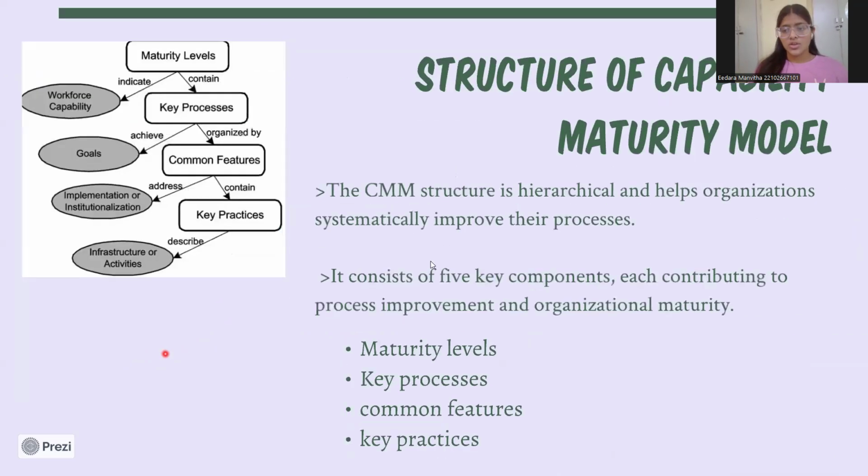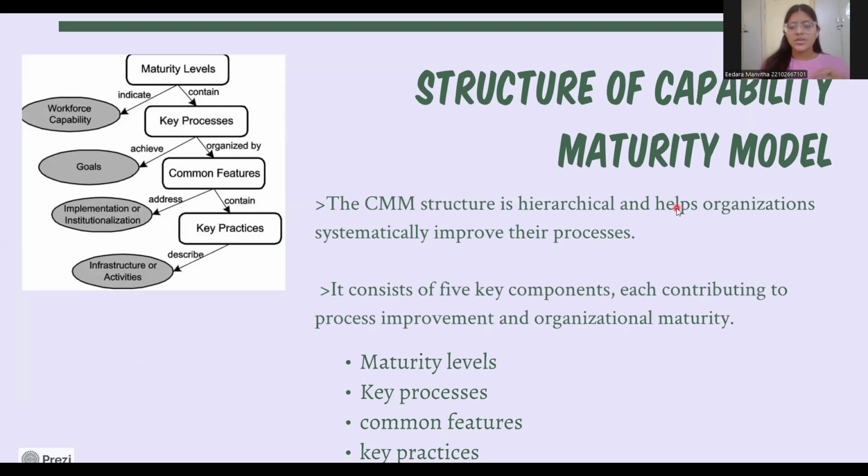Then comes the structure of the capability maturity model. This capability maturity model is designed with a structure which helps hierarchical organizations to systematically improve their processes. In the structure of CMM, we have four components: maturity levels, key processes, common features, and key practices, which are categorized.